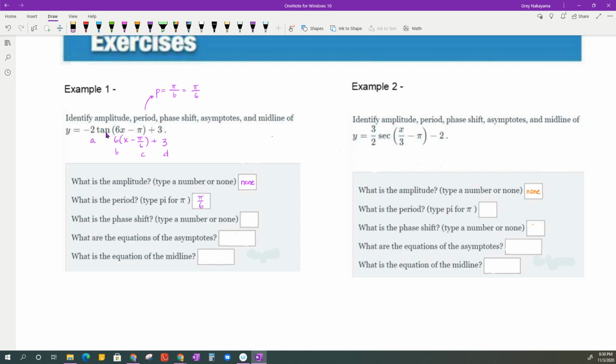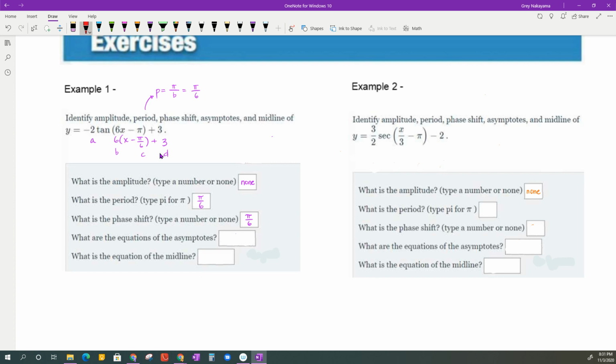Okay, the phase shift is your c. So what's my phase shift? It's pi over 6. Now that's one thing you have to be careful of. This is x minus c, so it's always going to be the opposite of that number that you put in here. So it's going to be pi over 6. You would put negative pi over 6 if it said x plus pi over 6. Okay? What are the equations of the asymptotes? I'm going to come back to that because that's the hardest question.